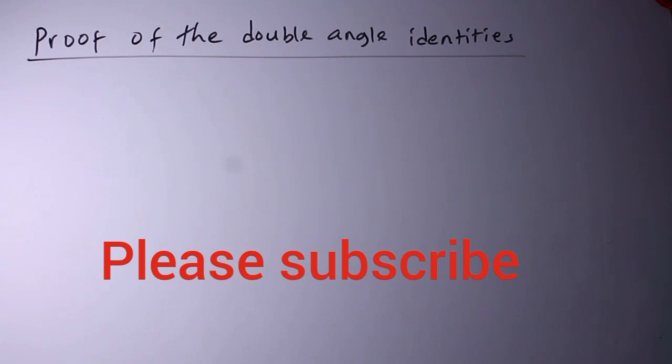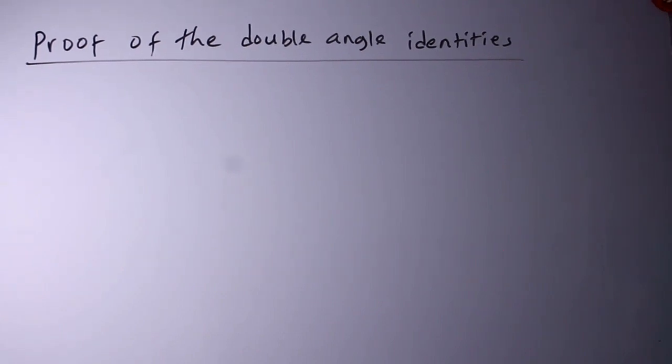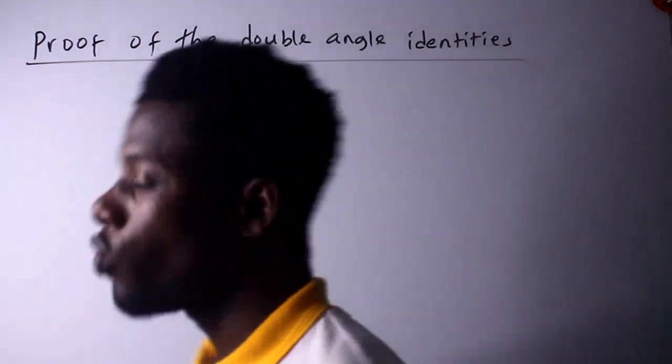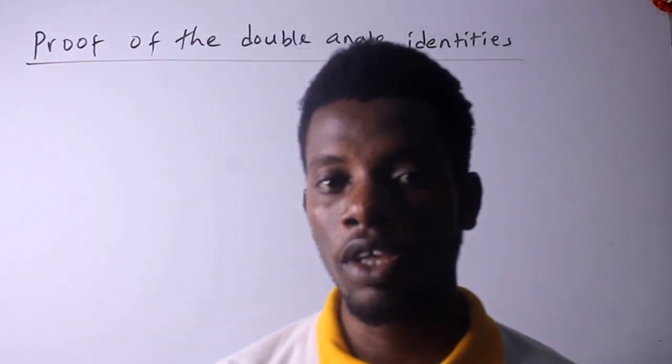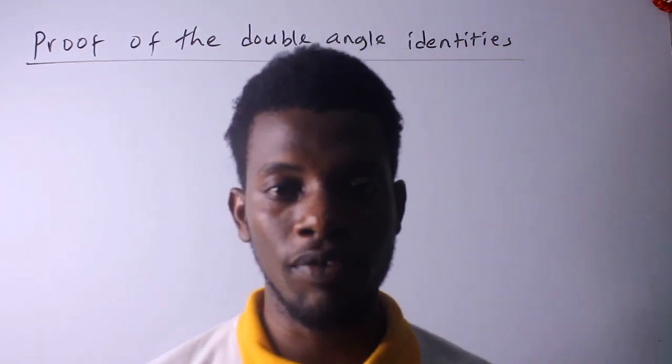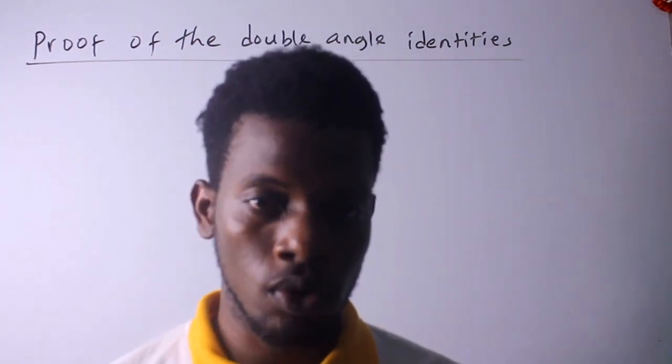Today we are going to be proving the double angle identity for sine, cosine and that of tangent. So if you have been wishing to know how to prove this double angle identity, stay tuned as we drill you through the procedure. The double angle identity for the three trigonometric functions sine, cosine and tangent can be proven by using the sum and difference identity for sine, cosine, and tangent.